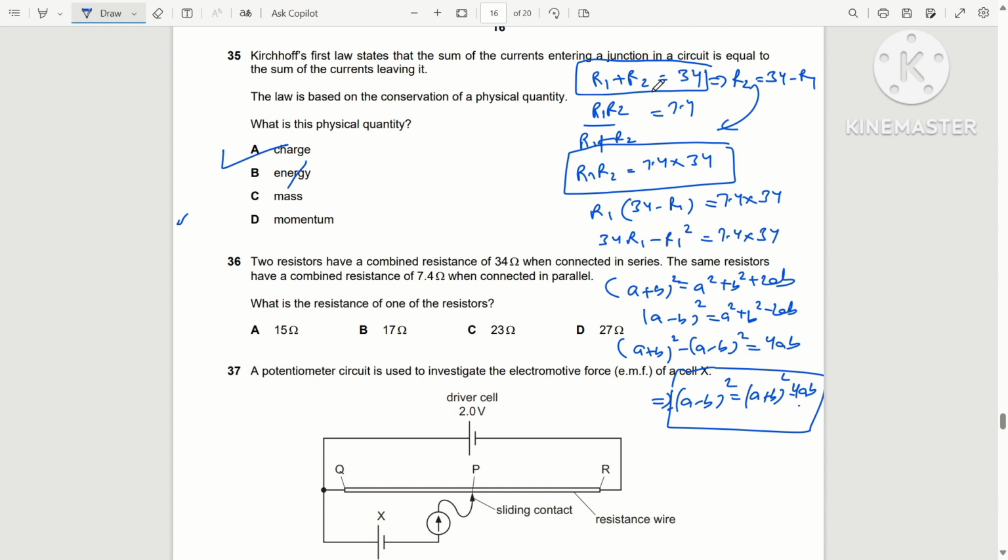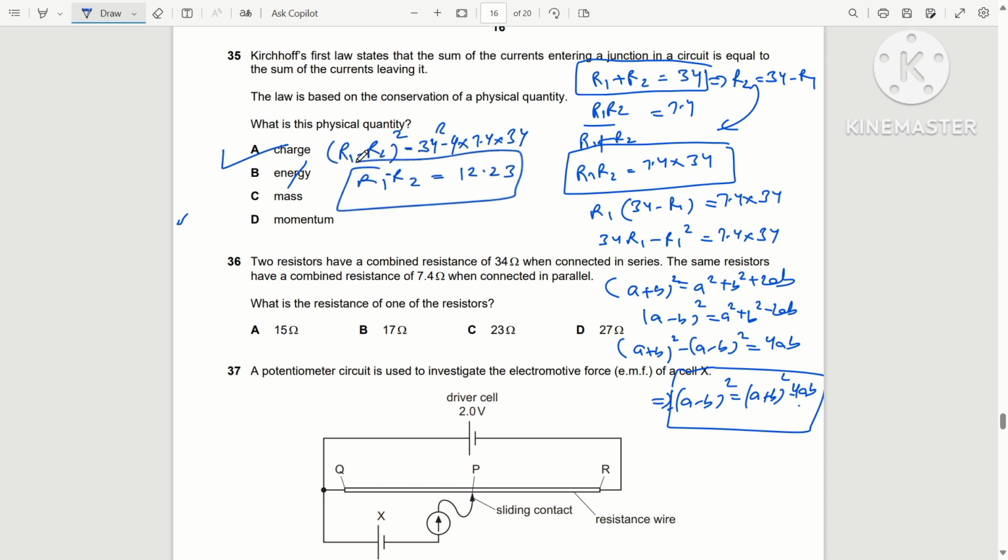So we can find the value of R1 minus R2 square. That will be equal to R1 plus R2 square minus 4AB. Means this will be 34 square minus 4 into R1 R2, that is 7.4 into 34. So on solving this you will get R1 minus R2 is equal to 12.23.